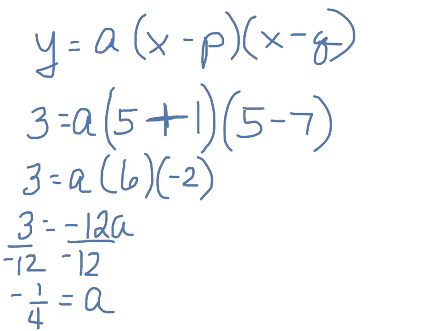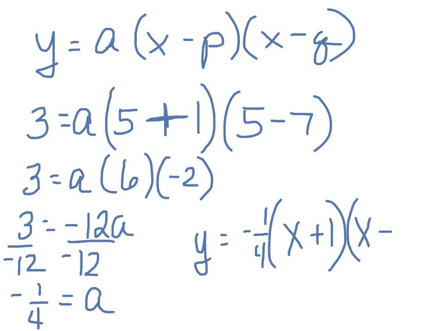Okay? Remember, it's the one that has the a needs to be moved, not the other one. So for that one, that's my a. Now, in order to come up with the equation, this is not the equation, by the way. This is just what a is. So y equals, what was the a you just found? -1/4. X plus 1, x minus 7.